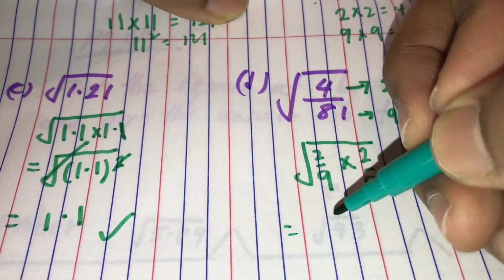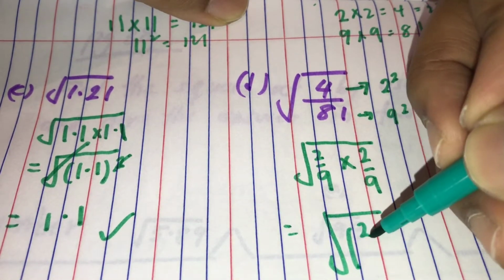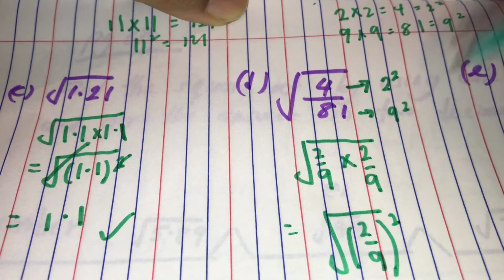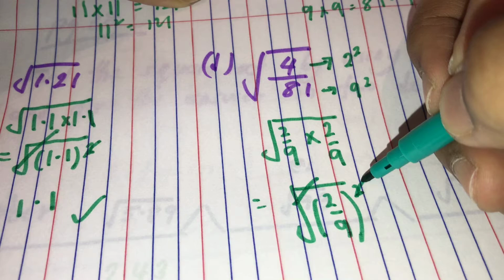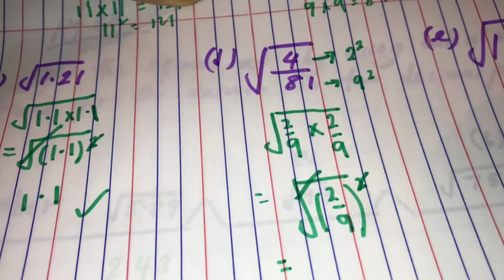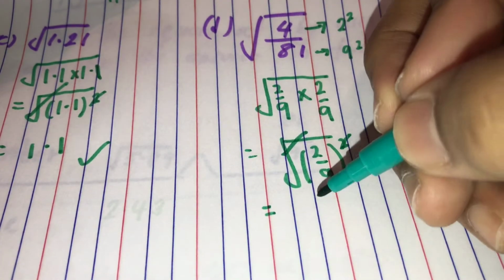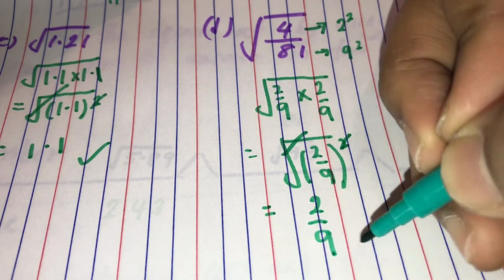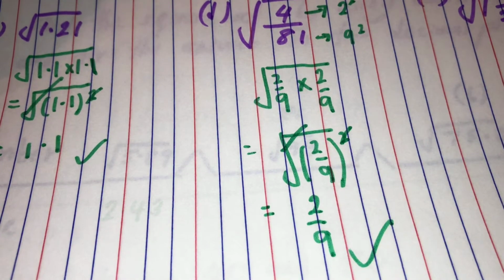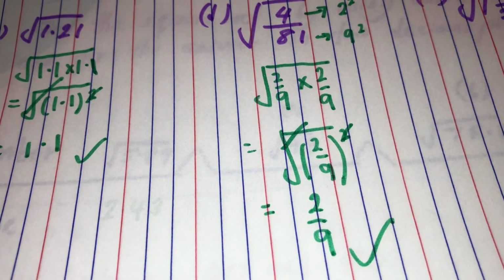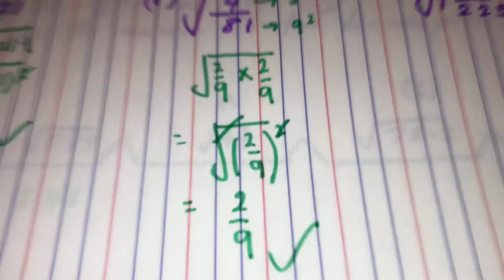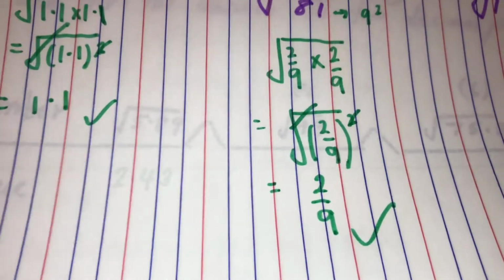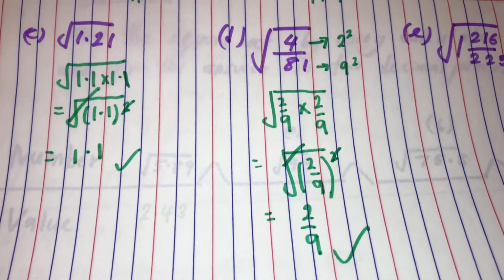Then you get 2 over 9 squared. Then you can simplify this. Here and here can cancel, so it becomes 2 over 9 only. This is your final answer for question D. Make sure you complete your workbook.